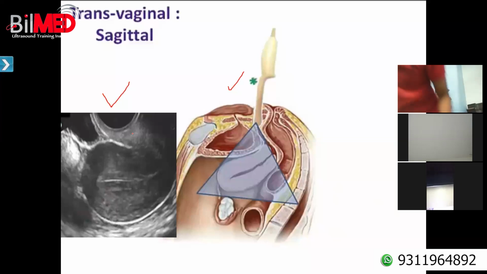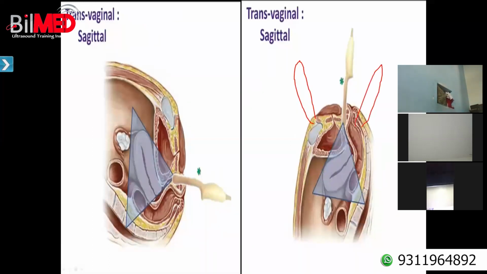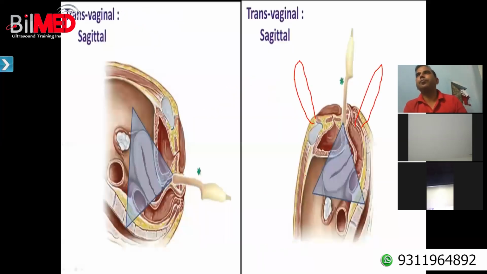If the patient's position is with legs towards the ceiling, this footprint should have been on the top, because it would be reflecting that I am inserting the probe from the top. Yes or no? Yes, sir. Now, is your patient in this position or in this position?